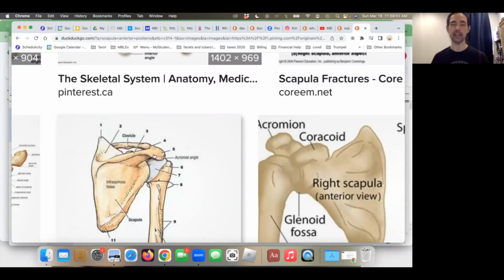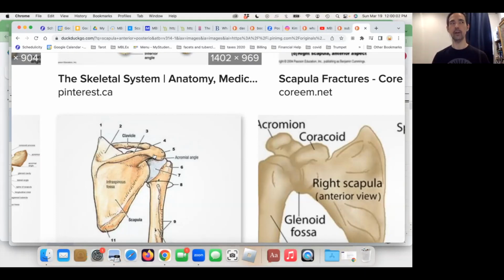Can I confide something in you? I just learned that. I just figured out supraspinatus, infraspinatus, like 2023. Raise your hand if you got your degree in 2020 or in 2005.